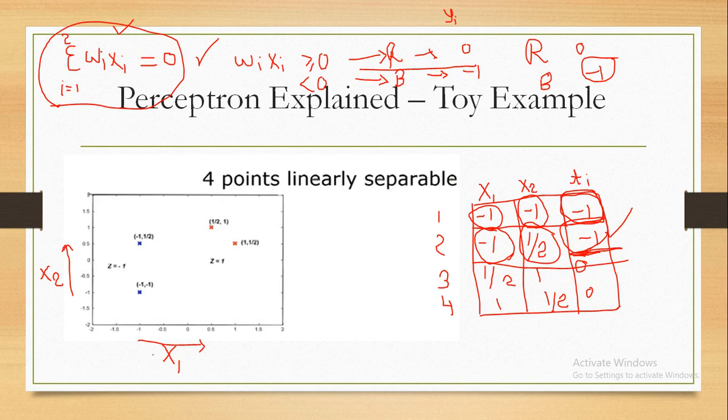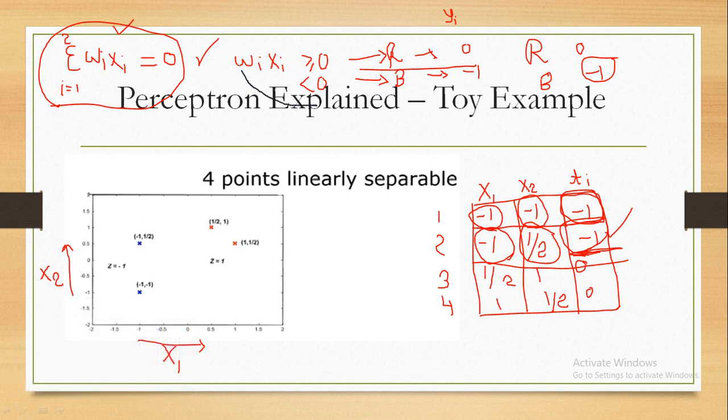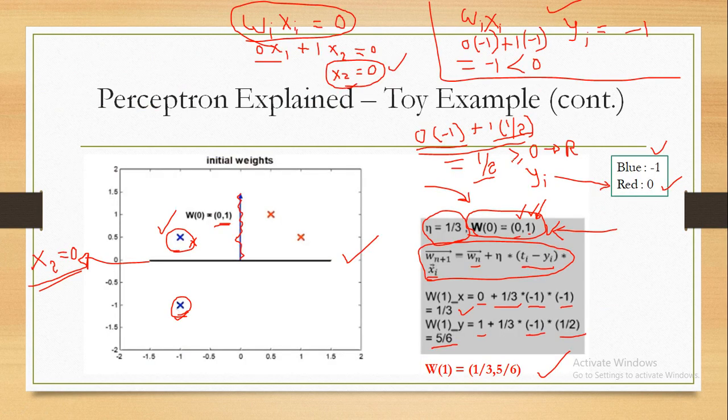Now what was our algorithm? Just focus on this. Let me change the color. This is my algorithm. What does it say? Wixi greater than or equal to 0, I will predict red. And Wixi less than 0, I will predict blue. What answer did we get?